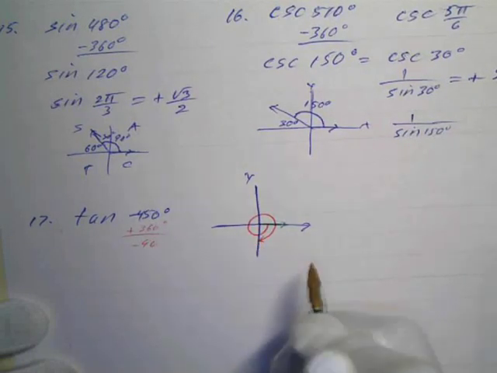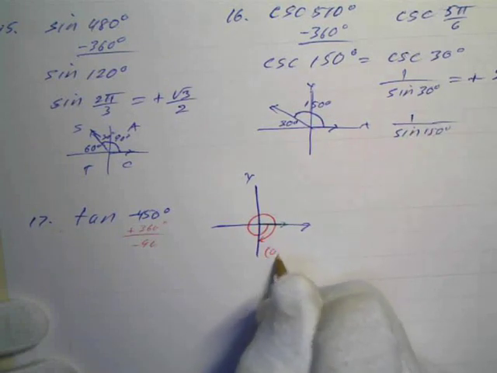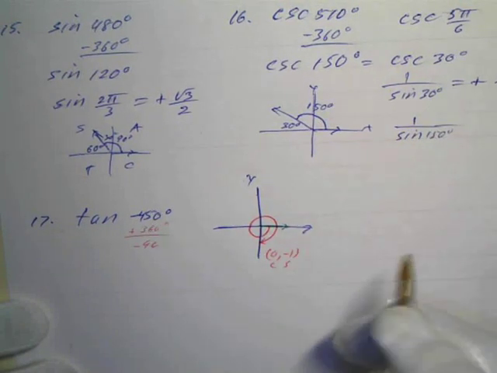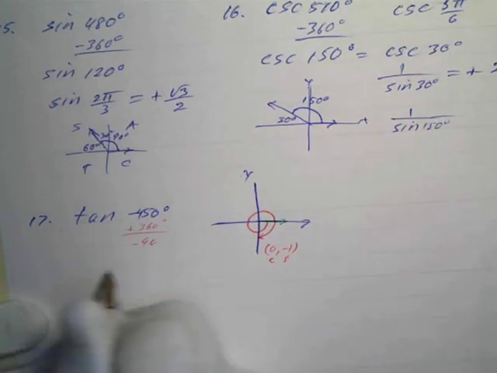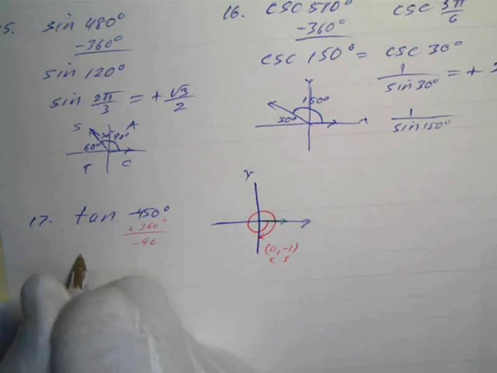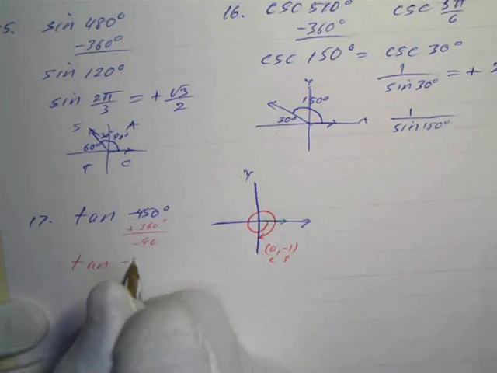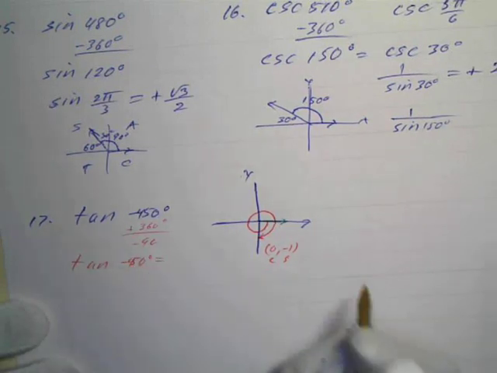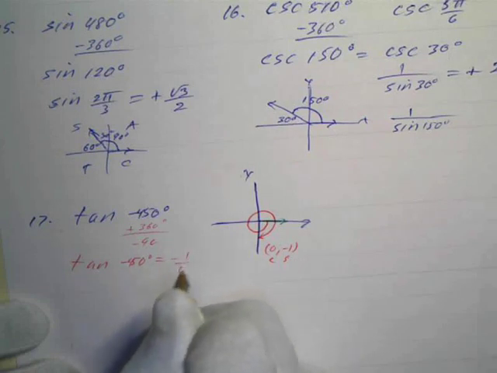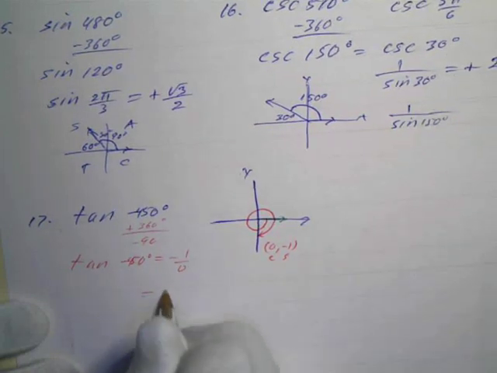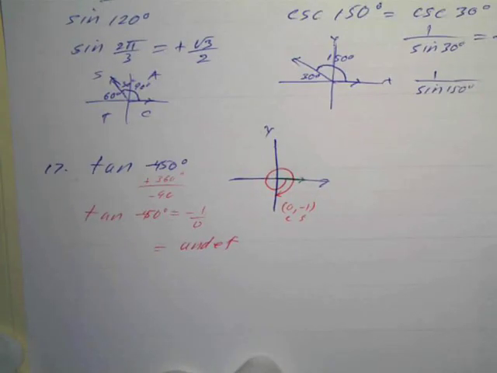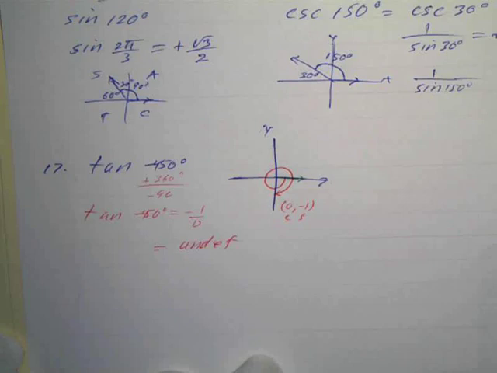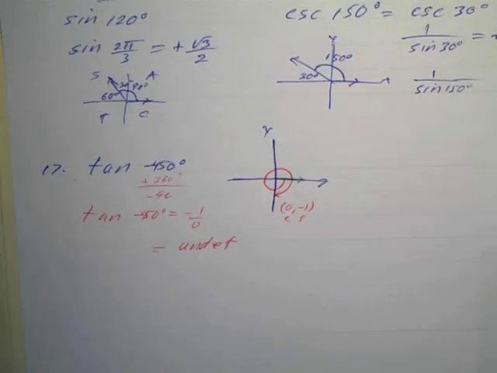The coordinate over here on my unit circle is going to be 0, negative 1, cosine over sine. And the tangent is the sine over the cosine, so it's going to be negative 1 over 0, which is undefined. Okay, so 17 is undefined. If it's better for you to sketch these out or just subtract, whatever works for you.